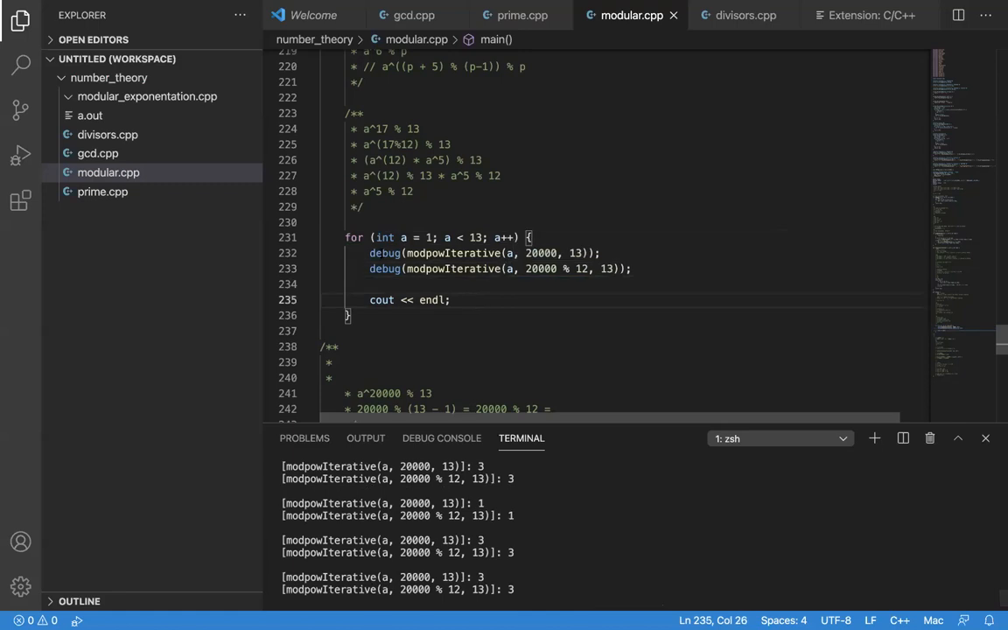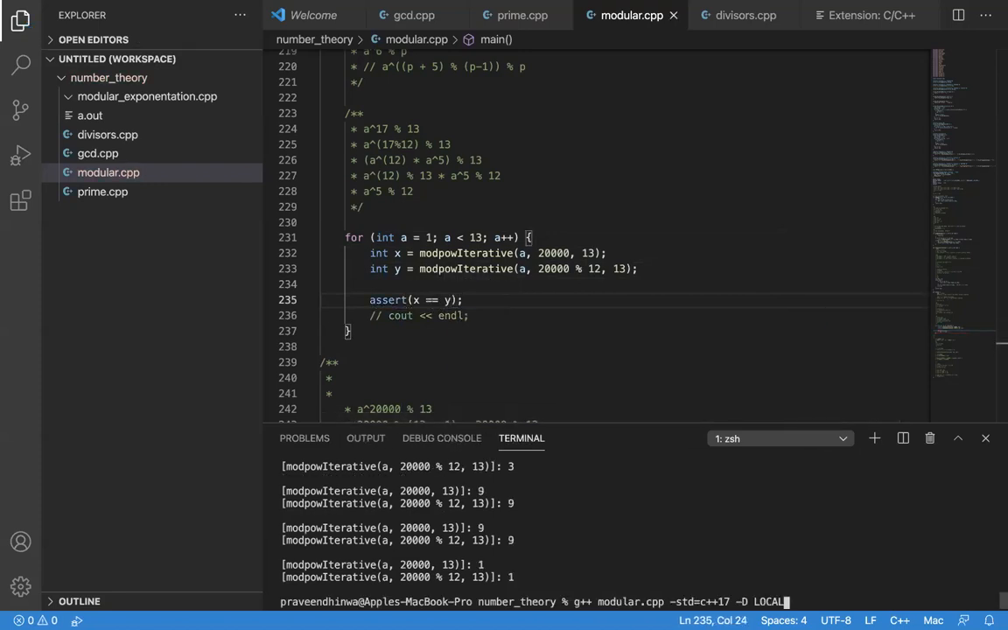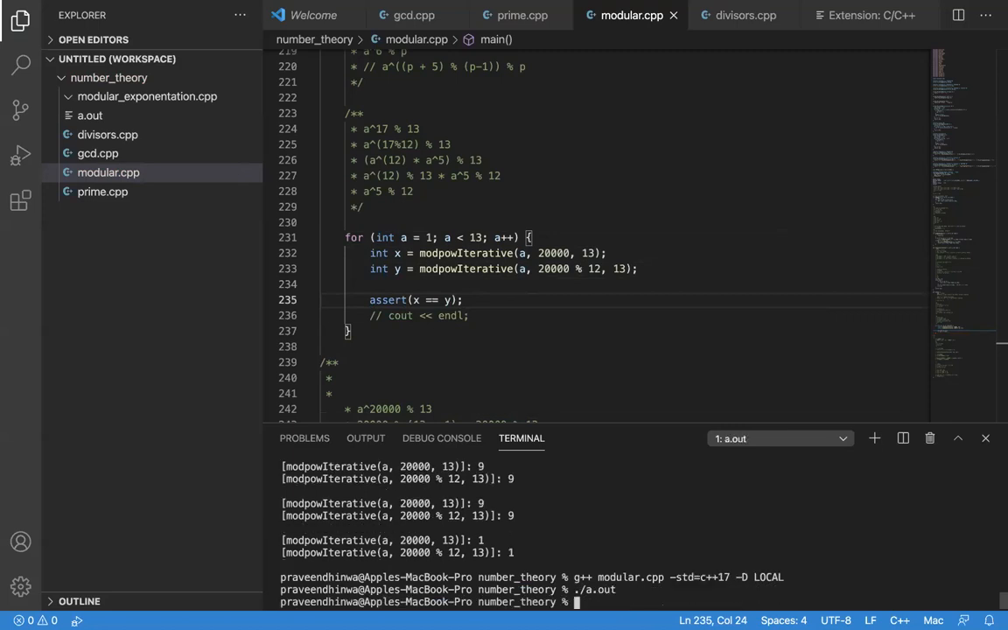So I can do one thing. Let's make it int x, int y, and let me put an assert for this. Assert x equal to y. If x is not y, it will fail itself. So you can see that your assert passes.